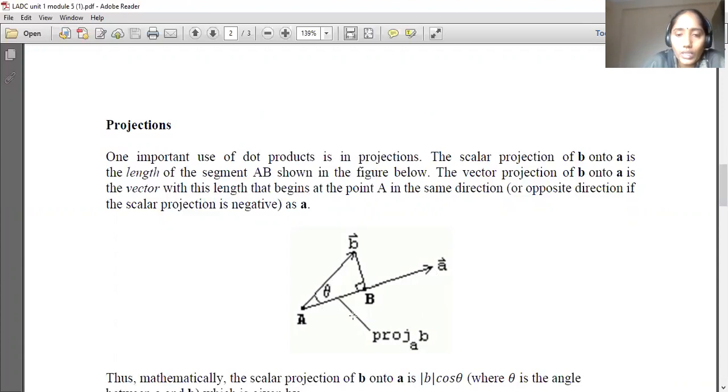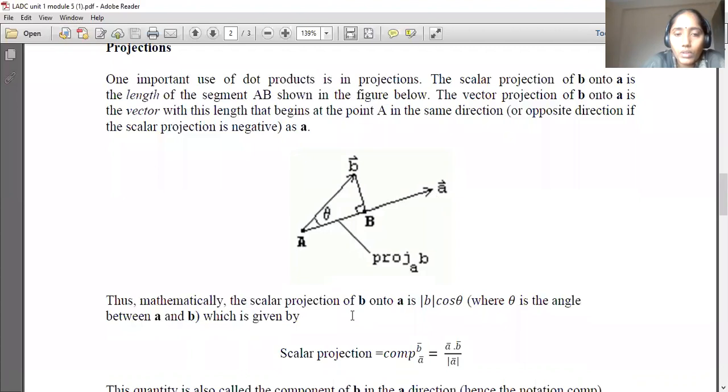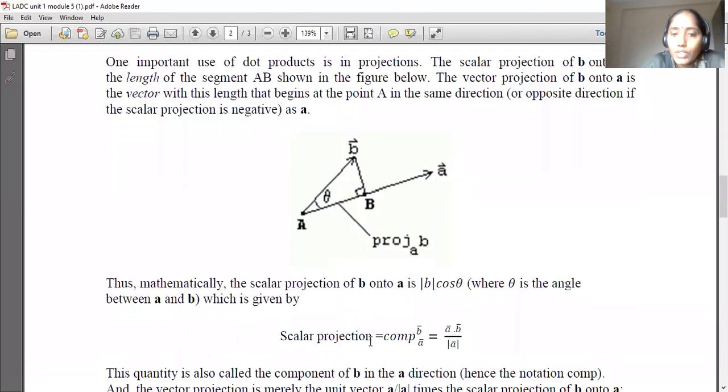Now we are going to that. Scalar projection is defined as the component of b bar on a bar, which is a bar dot b bar by modulus of a bar. Modulus of a bar is the length of the vector a bar.